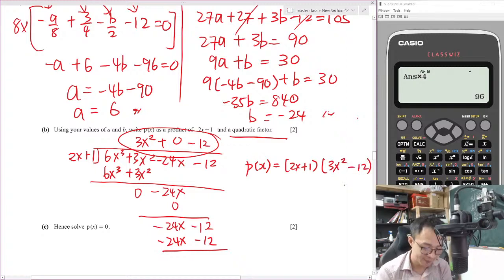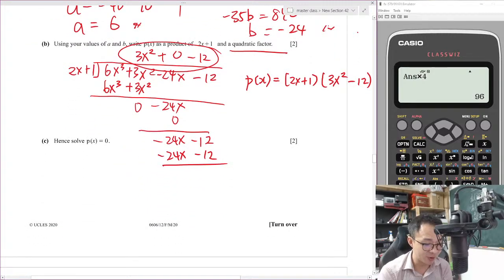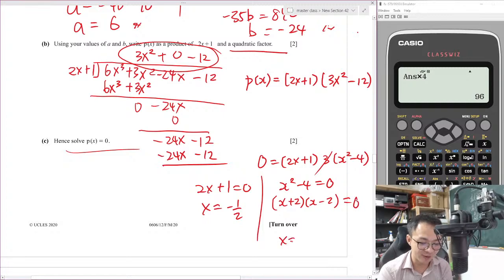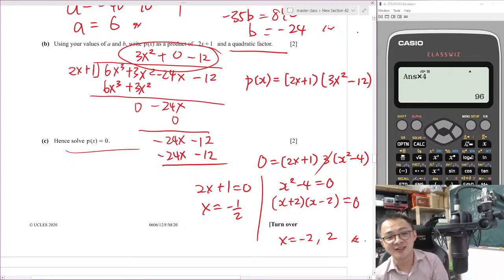After that, we solve the last part when p(x) equals 0. So 2x plus 1, and this one I can take out the 3, so this is x squared minus 4. The 3 I move to the other side, it's just 0. So 2x plus 1 equals 0, and x squared minus 4 equals 0. This is x equals negative 1 over 2. Then x squared minus 2 squared, so it should be x plus 2, x minus 2. So we have x equals negative 2 and 2. Then I solve it to find all the answers they are looking for.